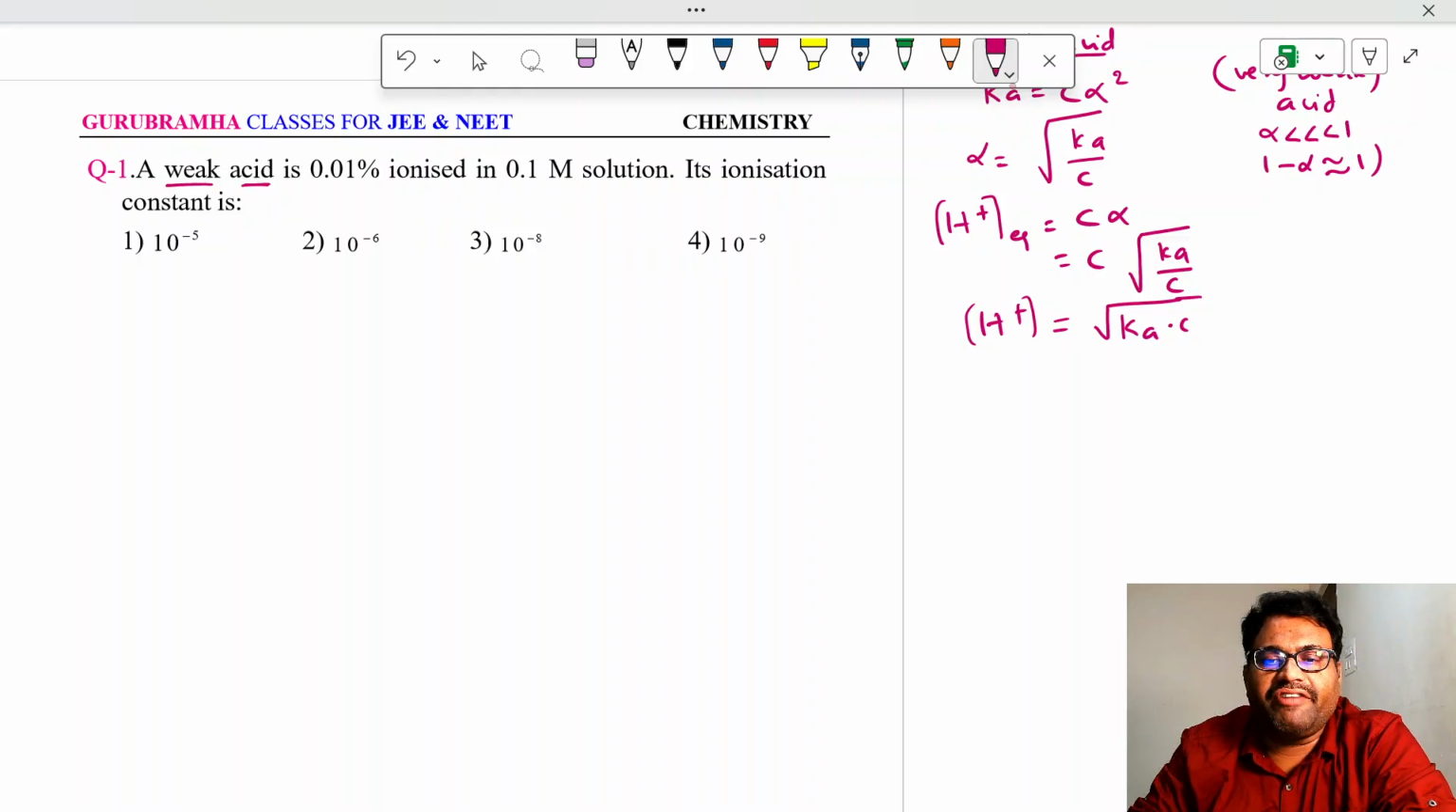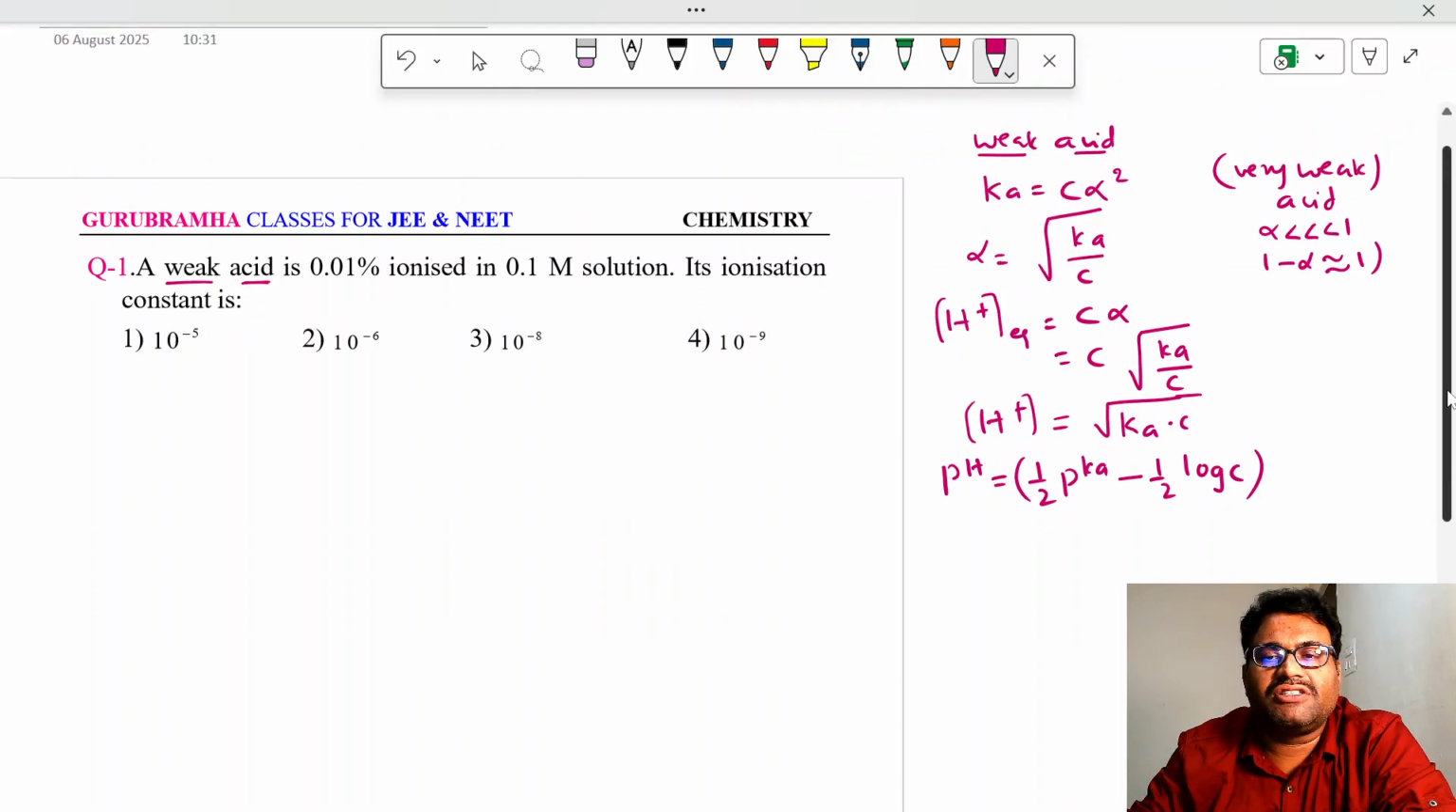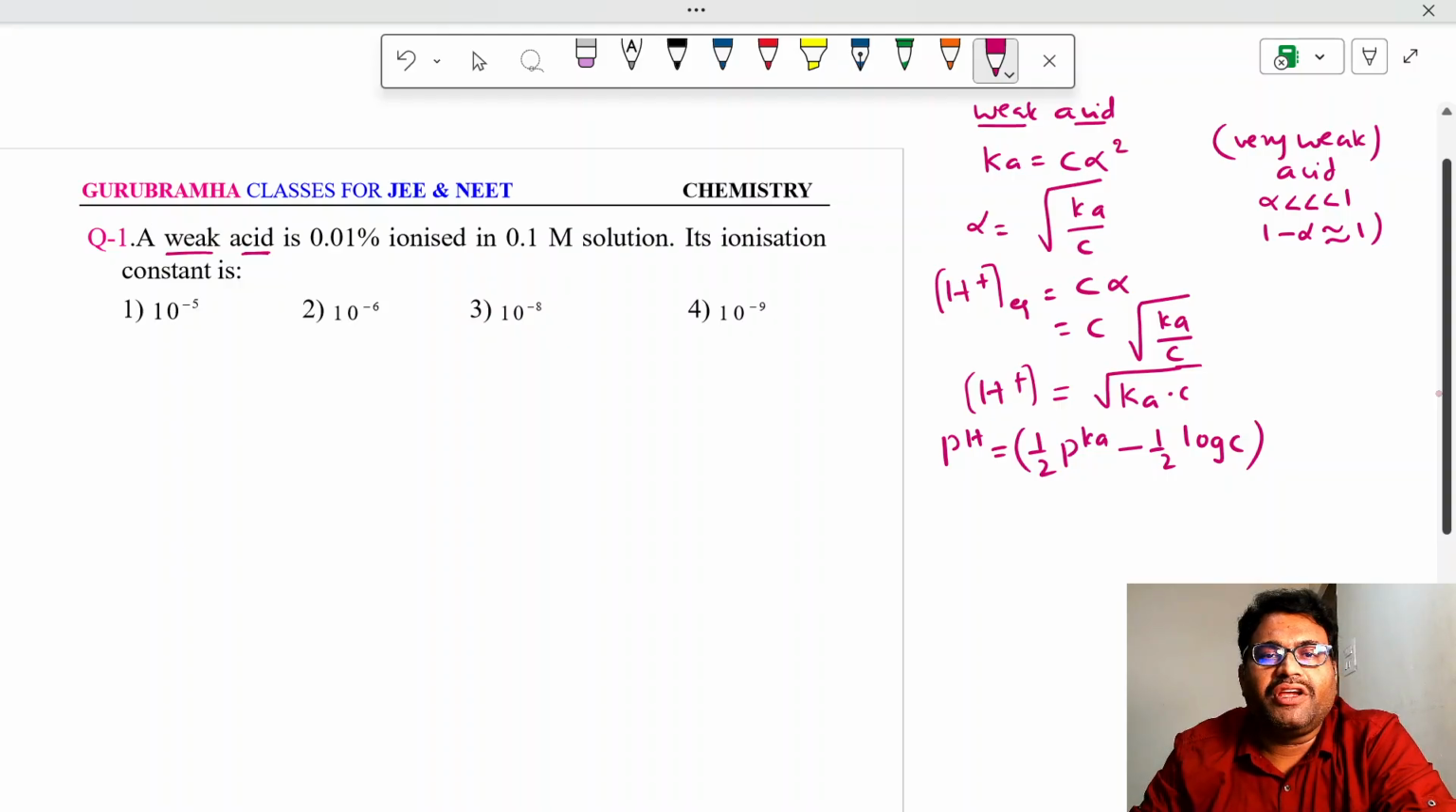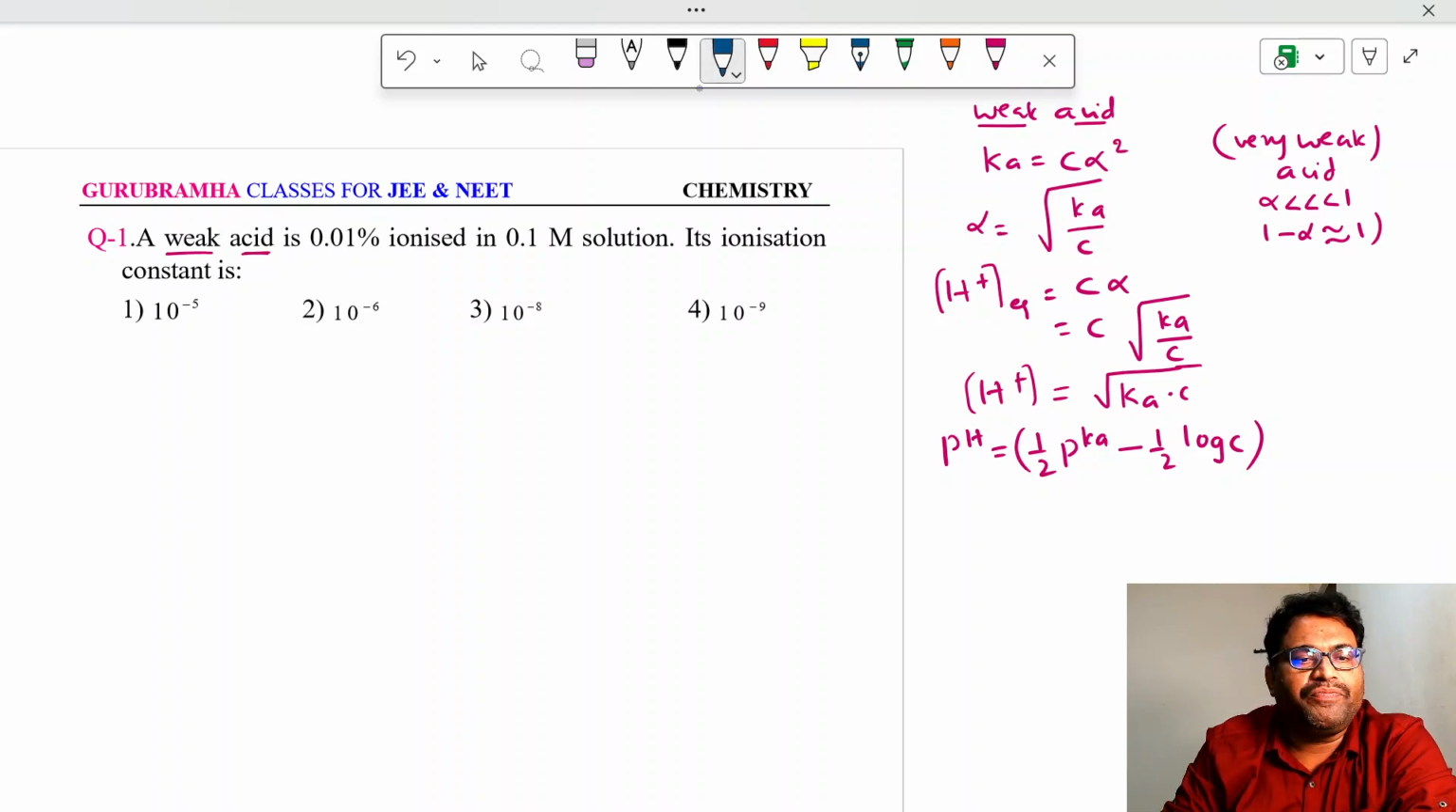And we have also derived a formula: pH is equal to half pKa minus half log C. So this is the formula to calculate the pH of a weak acid. These formulas were already derived in the lecture where we discussed the ionization of a weak acid. So based on these formulas, there are some problems we need to solve. Let's start. So question number 1.